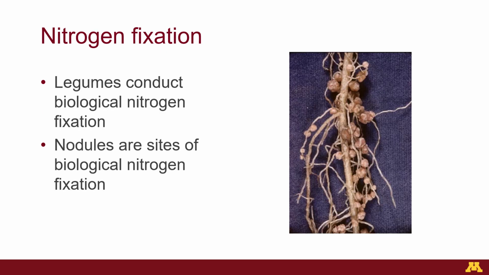Legumes like alfalfa can conduct biological nitrogen fixation and, in contrast to grasses, require no nitrogen fertilizers. Biological nitrogen fixation occurs in root nodules. In this photo, we show a red clover taproot with several thinner side root hairs. The round growths are the nodules. The nodules are attached to root hairs.